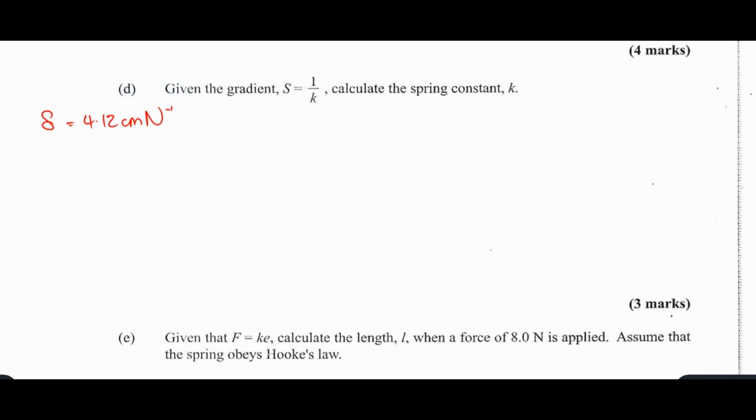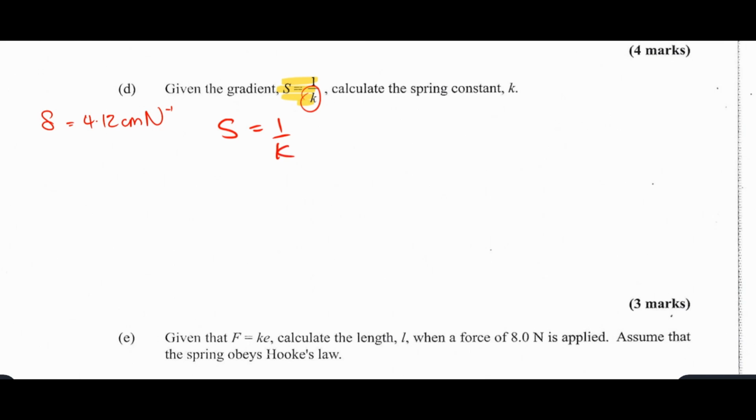Now it says, given the gradient S is equal to 1 over K. As I said earlier, we know this. They even did you the courtesy of telling you, instead of having you figure it out on your own. So S is equal to 1 over K. They want you to calculate the spring constant. If you didn't know that, you could do a bit of transposition and make K the subject of the equation, and you'd be able to find the value of K.